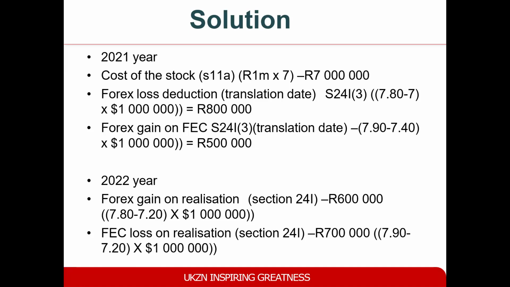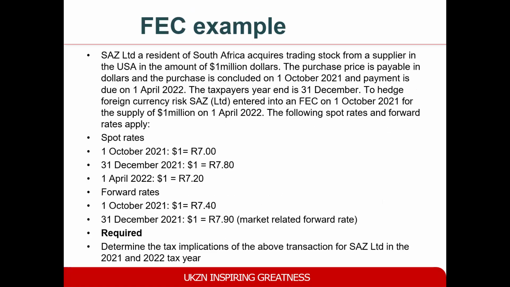The only way we were going to make a loss when it comes to the FEC was if at the translation date, the market rate was less than 7 Rand 40. For example, if the rate at the 1st December was 7 Rand 20, we're going to make a loss. Because it means if we were to pay this guy, we're going to pay them 7 Rand 40. However, it's actually 7 Rand 20.